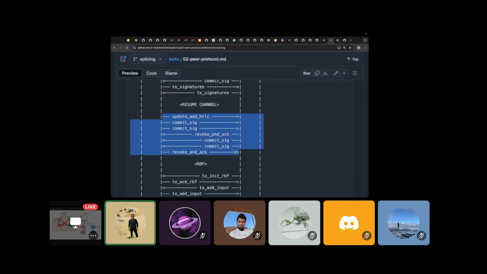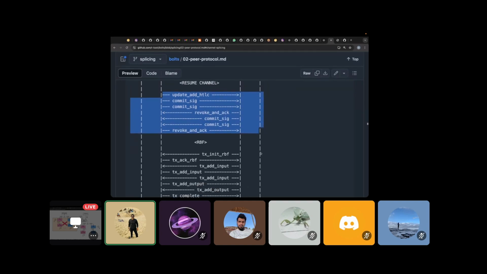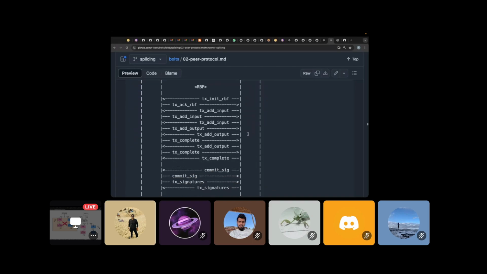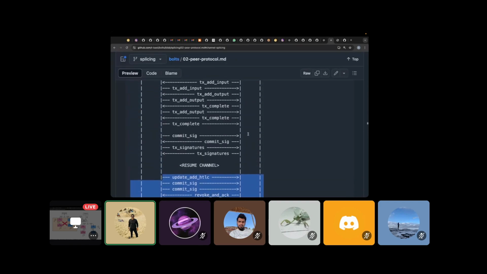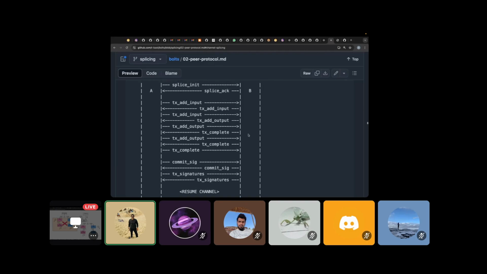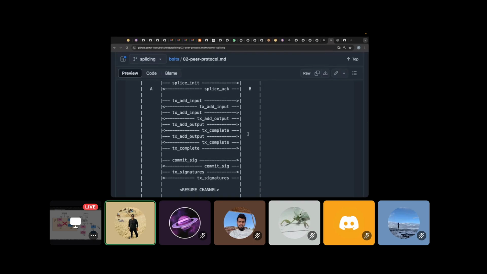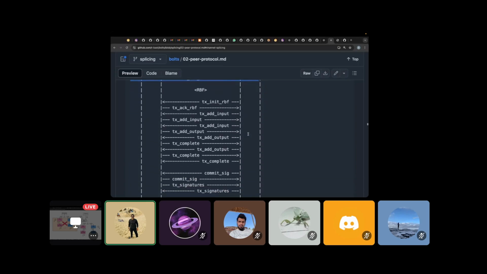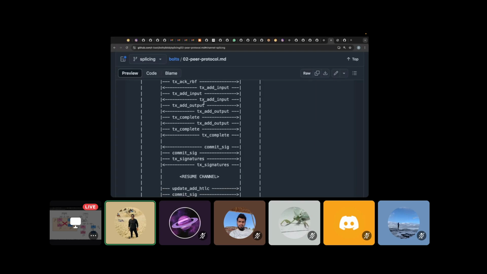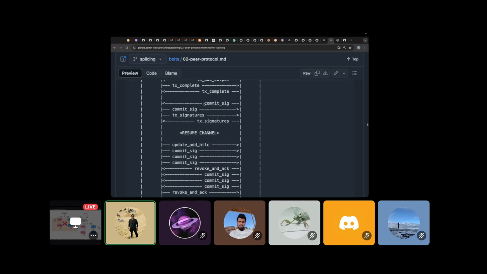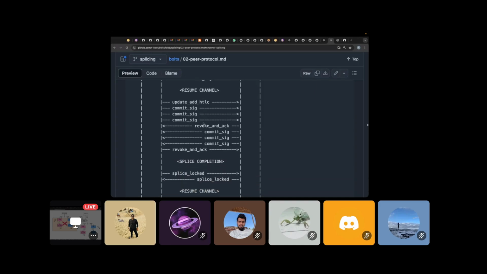Yeah, these six messages are what a Lightning payment is. Seven, sorry. Now, if for some reason the transaction that you built to splice your channel hasn't gone through the blockchain because of low fee rate, you can create an RBF transaction as well. So these are the RBF messages. RBF stands for replace by fee. So you create a replacement transaction with a higher fee rate.